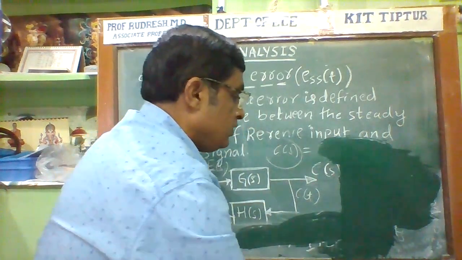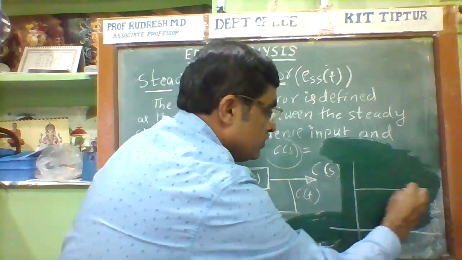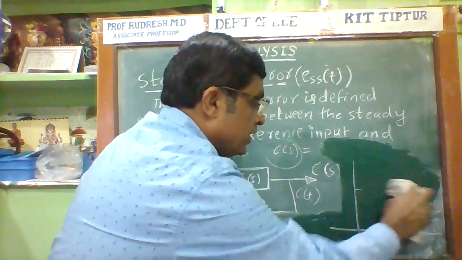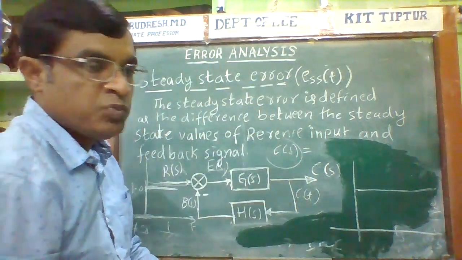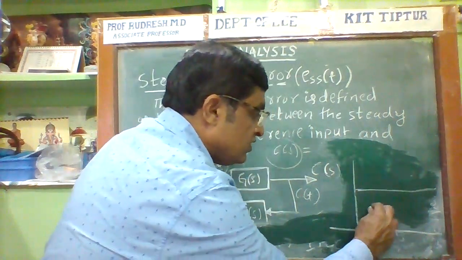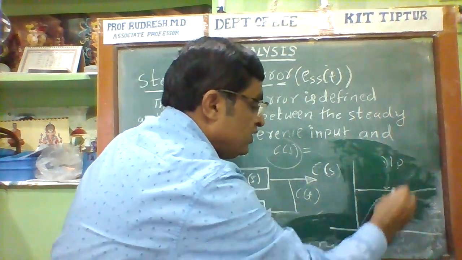Now this is the diagram. Given the input, we should expect an ideal output, but we can't expect the ideal output. We expect this is the shape of the output signal. This is the input, but this is the output.